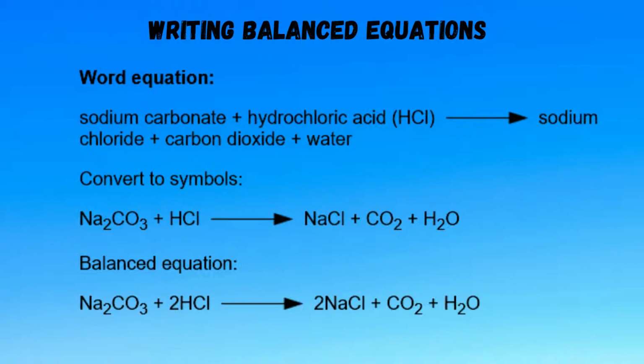This is an example of how to write a balanced equation. A word equation is given to you. Sodium carbonate plus hydrochloric acid gives sodium chloride plus carbon dioxide plus water. If you convert those to symbols, Na2CO3 plus HCl gives NaCl plus CO2 plus H2O. In the balanced equation, HCl was not balanced before, so you can balance the hydrogen now. It becomes Na2CO3 plus 2HCl gives 2NaCl plus CO2 plus H2O. That's how you balance the chemical equation.